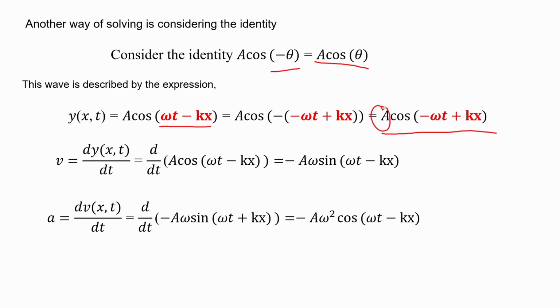So that means we can use that one, and we take the derivative of that one with respect to t, and we have this function here for the velocity, and taking the derivative of v again with respect to t, we get the expression for the acceleration as shown here.